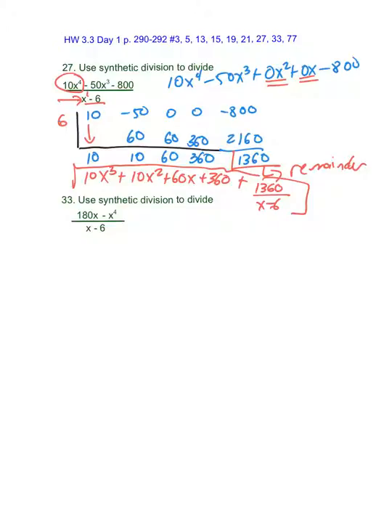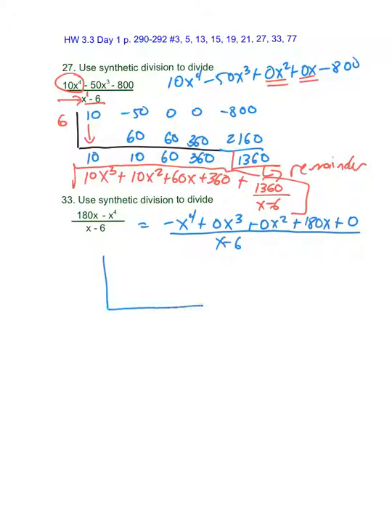Okay, the next one, we also have missing terms. So we need to be careful, and the numerator here is not in standard form, so be careful. I'm going to rewrite this as negative x to the fourth plus 0x cubed plus 0x squared plus 180x plus 0. You need a placeholder even for the constant term, divided by x minus 6.